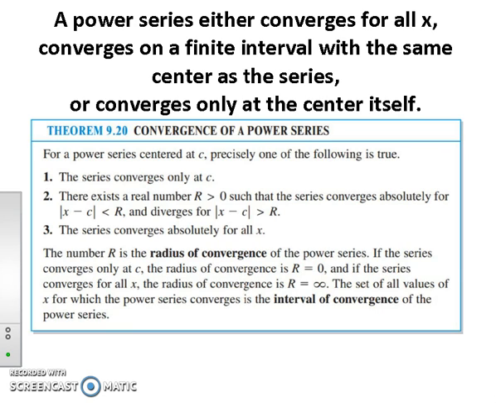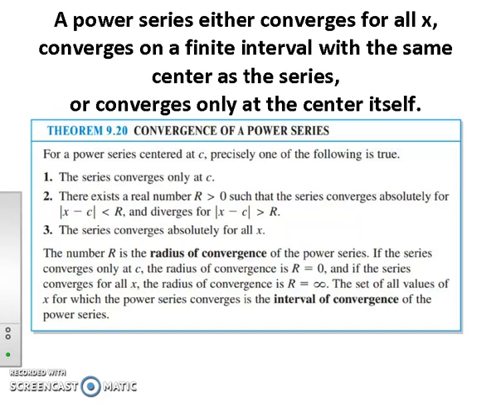So a power series, in terms of convergence, it will always converge. It's either going to converge for all values of x, which would mean that your interval of convergence is negative infinity to positive infinity, and your radius of convergence is infinity, or it will converge on a finite interval with the same center as what the series has. So maybe like from -1 to +1 or something like that. Or it's only going to converge at that center value.